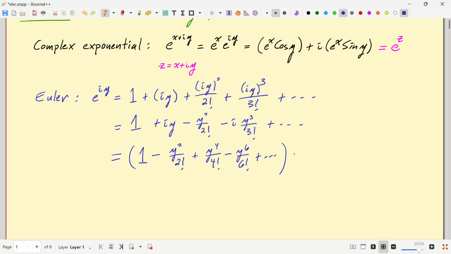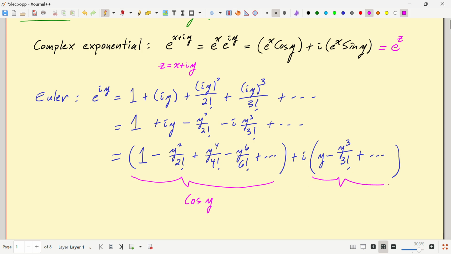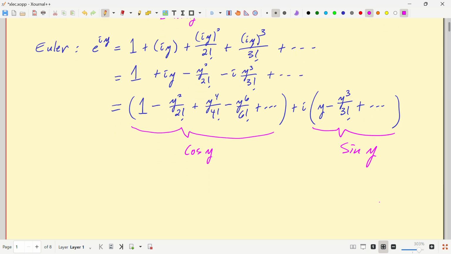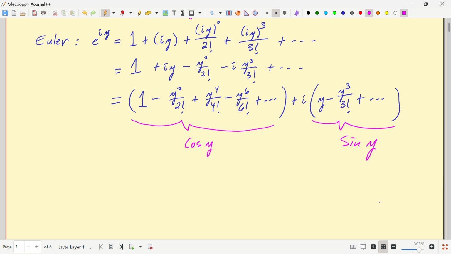And then the i part here: the first i term is i times y, so that's y. The next one is minus y cubed over 3 factorial, etc. And this is the cosine of y, and this is the sine of y. So Euler, by doing that, discovered the correct formula for the complex exponential and figured out all its basic properties. And I think e stands for Euler. Either that or exponential, who knows.